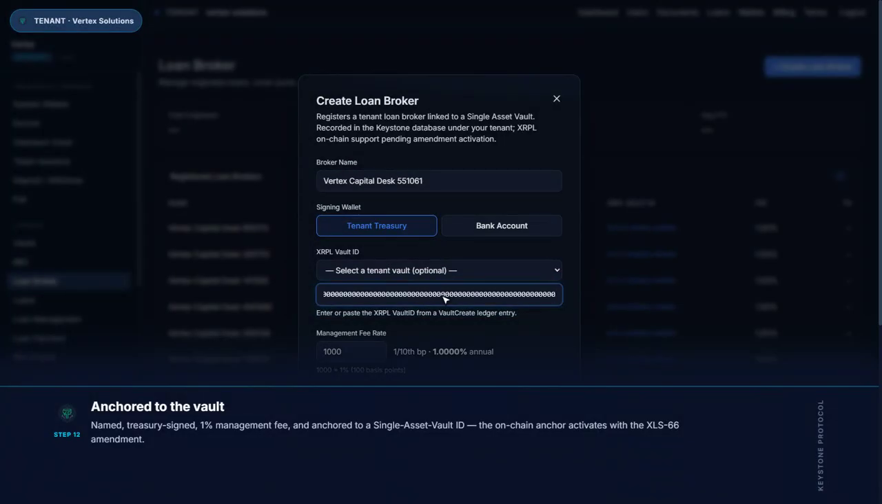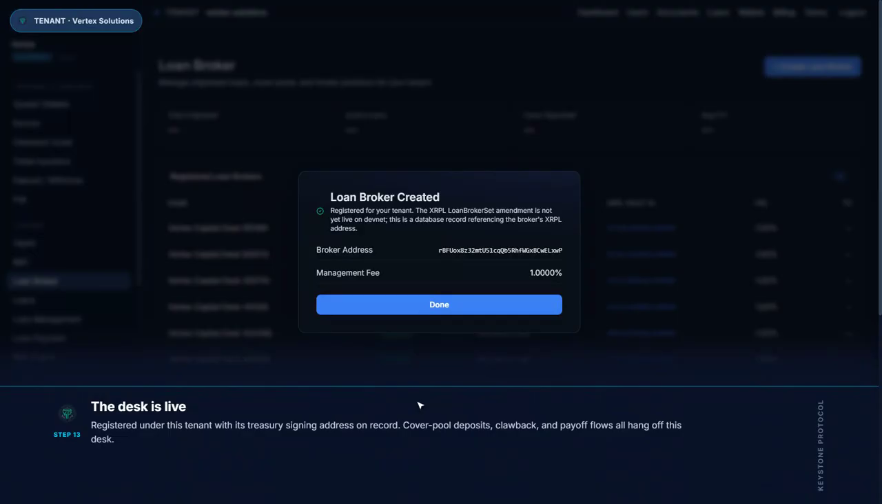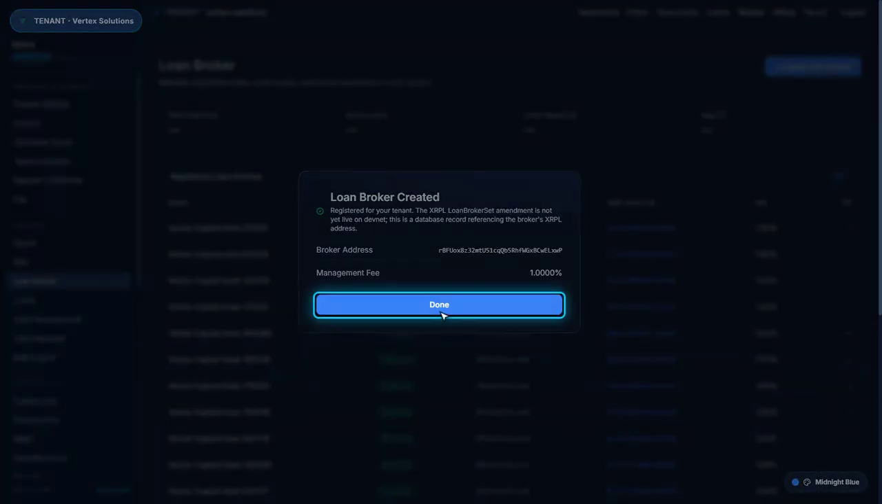Anchored to the vault. Named Treasury signed, 1% management fee, and anchored to a single asset, the vault ID. The on-chain anchor activates with the XLS-66 amendment. The desk is live. Registered under this tenant with its treasury signing address on record. Cover pool deposits, clawback, and payoff flows all hang off this desk.